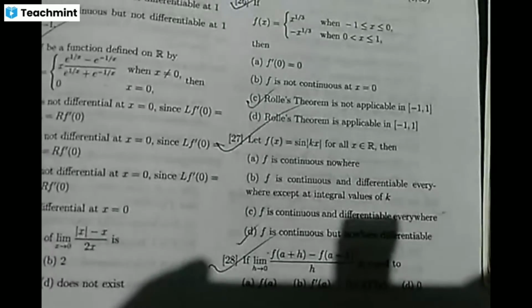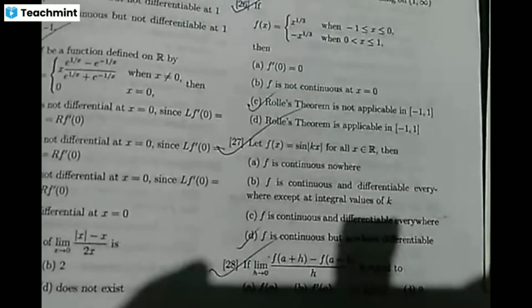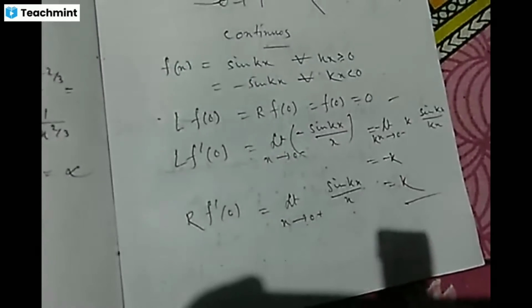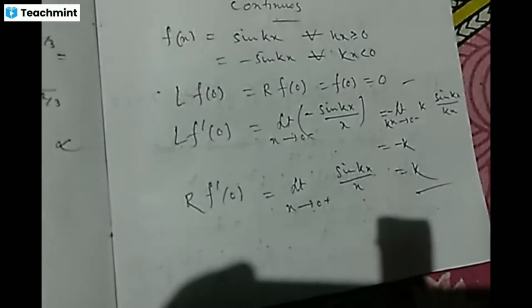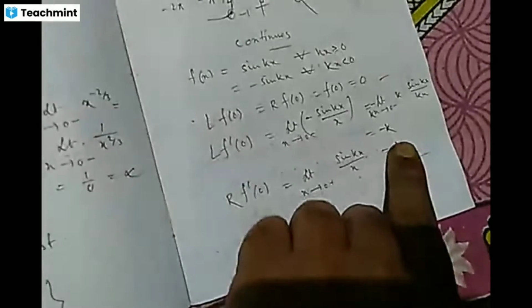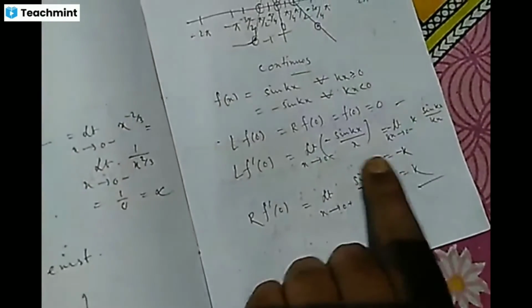Now go to the options. The options are given. If f is continuous nowhere, no, we have found out that f is continuous, so option A cannot be possible. Option B: f is continuous and differentiable everywhere except at integral values of k. Integral values are mentioned here, but since we have found minus k and k, for integral values or fractional values, this is also not equal. So for fractional values it is different.